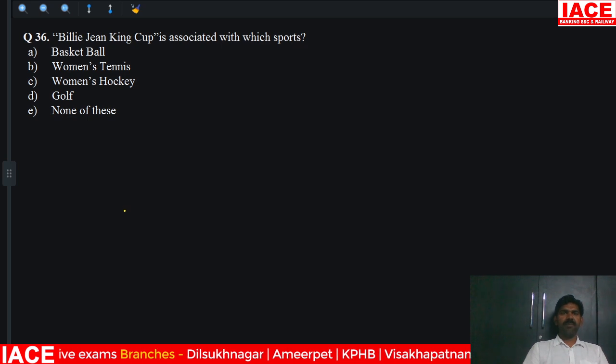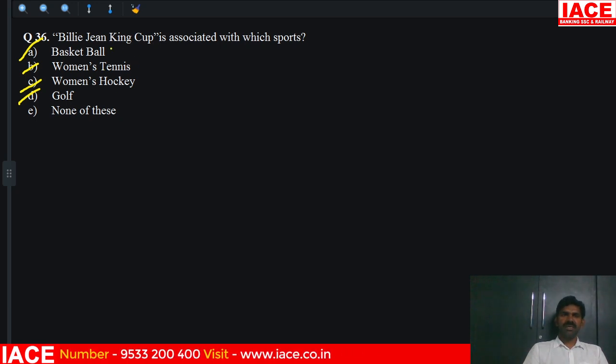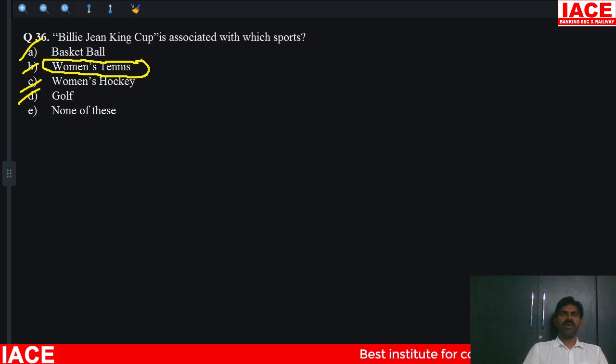Billie Jean King Cup is associated with which sport? Option A, basketball. Option B, women's tennis. Option C, women's hockey, golf. Remember that Billie Jean is a famous tennis player, and the cup has been named after her. It is meant for women's tennis only. Very, very important, Billie Jean King Cup.